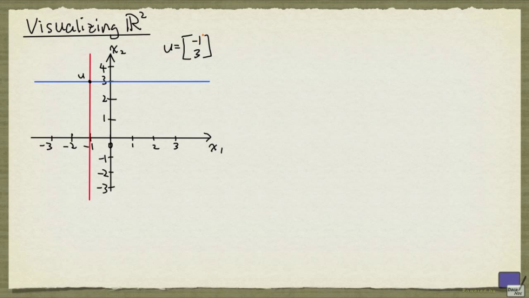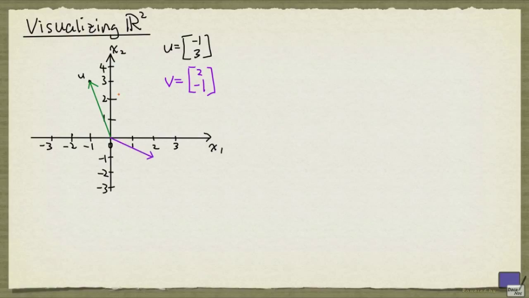For example, if we treat u as a vector, then we will draw an arrow from the origin to the point that represents the tuple. And if v is the vector (2, -1), then v is represented by this arrow. Using these arrows, we can work with the vector space R2 purely geometrically.